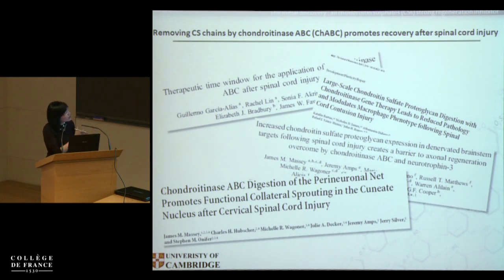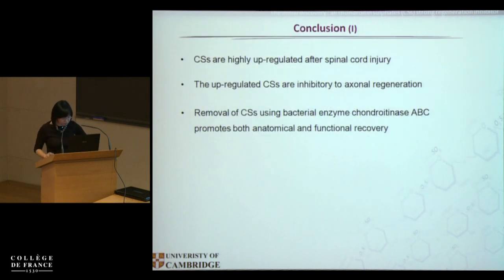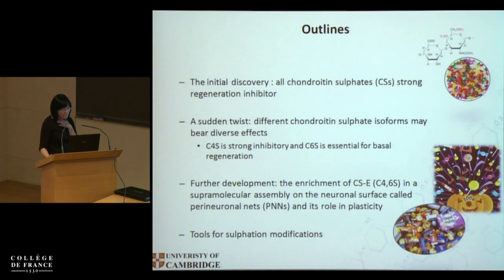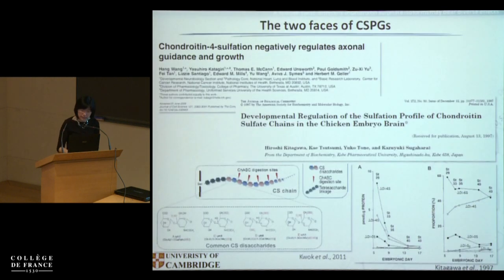So up till here, people are always thinking that different chondroitin sulfates perform equally badly, inhibiting neural regeneration equally badly in the nervous system. But what we find out in the end is that they're all like jelly beans. They actually have different properties. It comes from a few papers published around 5-10 years ago.